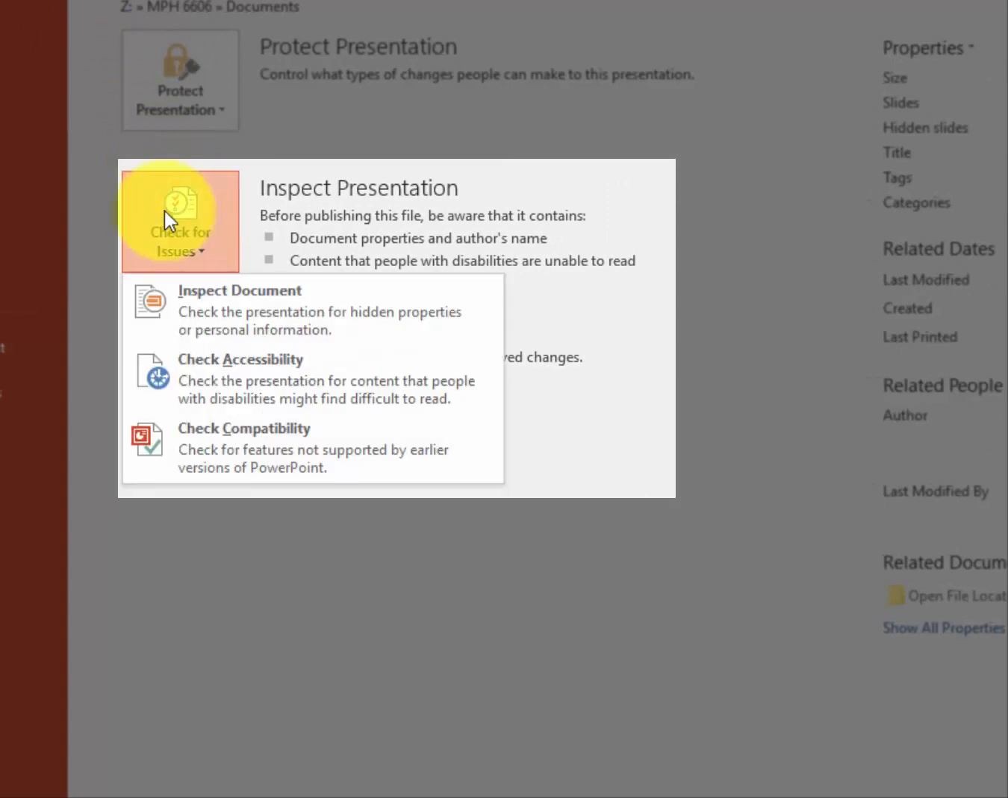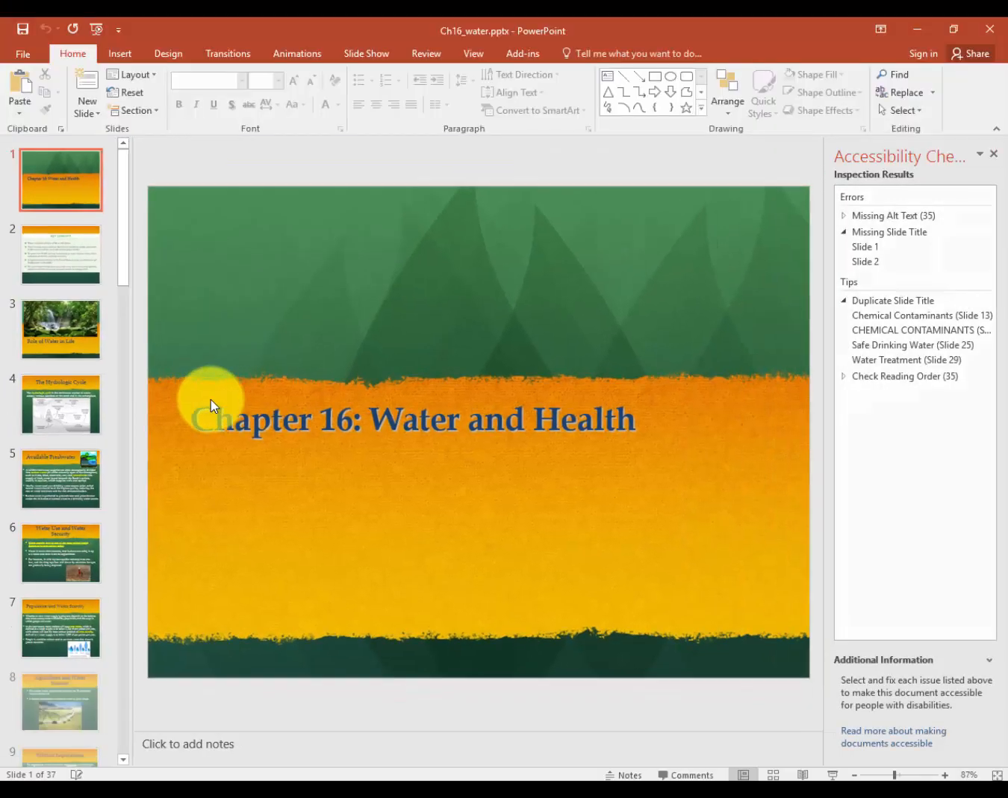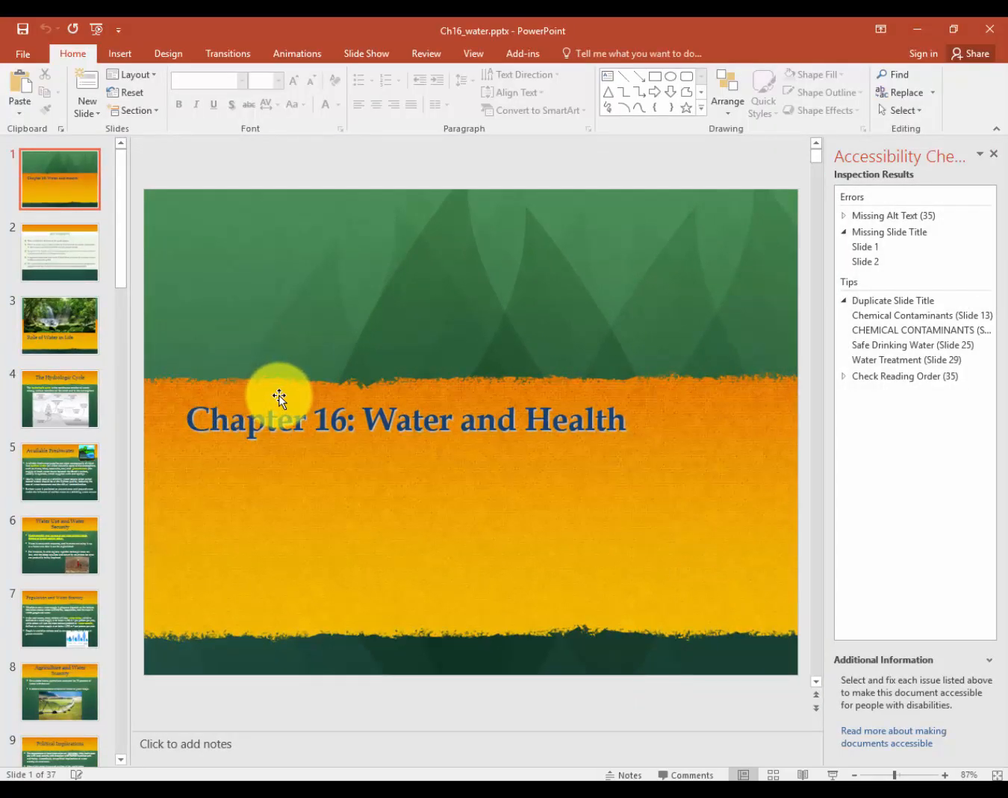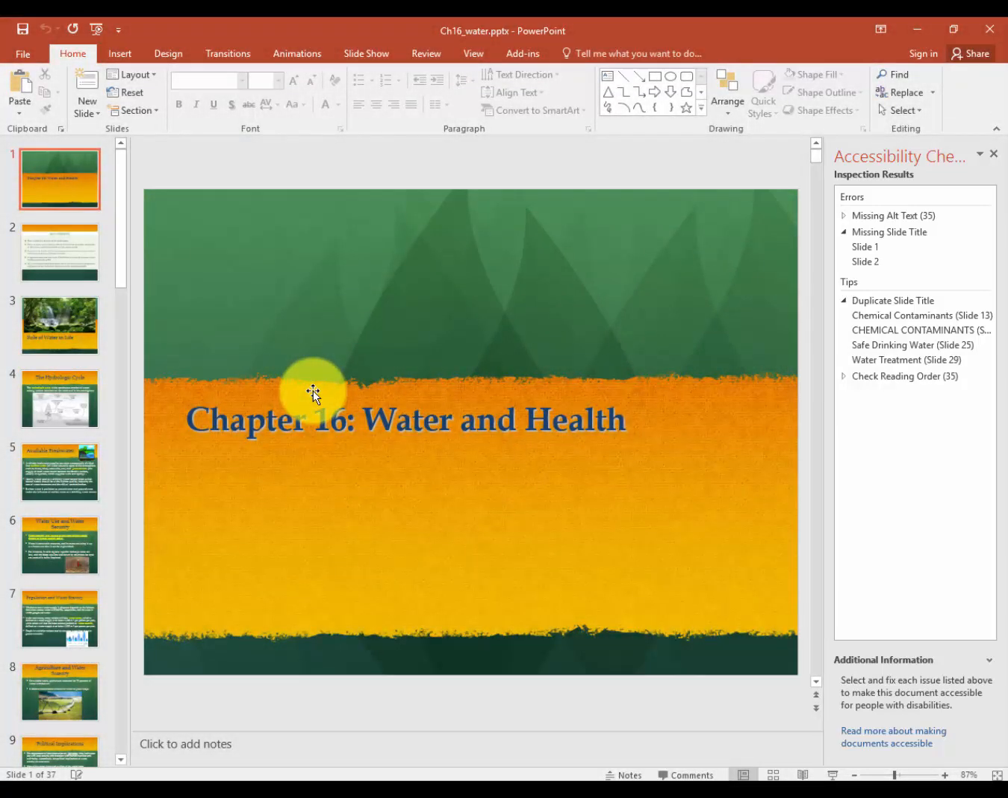Once you click on the check for issues, it will open a drop-down menu with a few options. Select the middle option, Check Accessibility. This will open the accessibility checker on the right-hand side of the screen with a list of things to fix, as well as additional information on why and how to fix each item in the list.